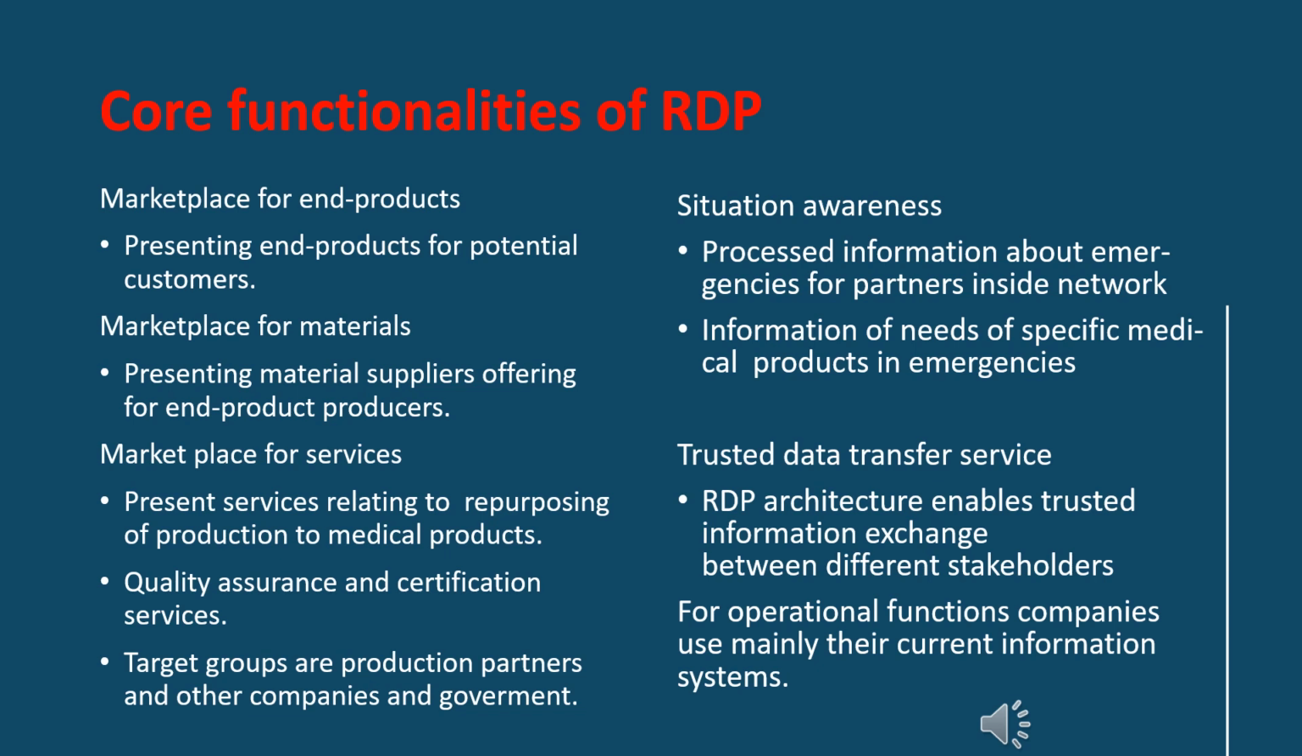The core functionalities for the RDP were defined to be marketplaces for end products, materials and services. The other core area is situation awareness services. RDP also offers possibilities for trusted data transfer services between partners or between a supplier and a customer. For operational functions, companies use mainly their current information systems.